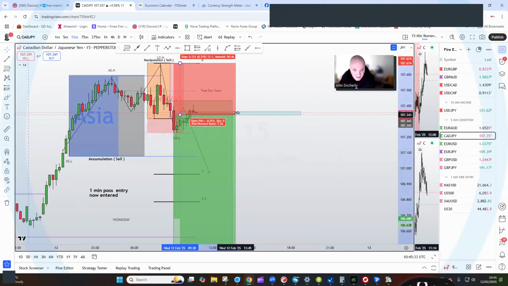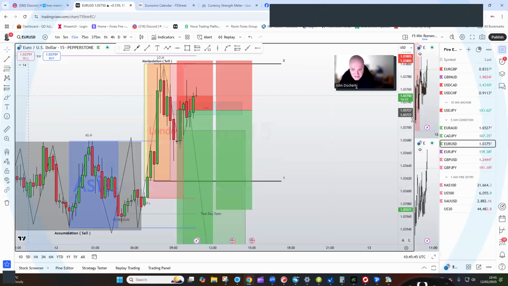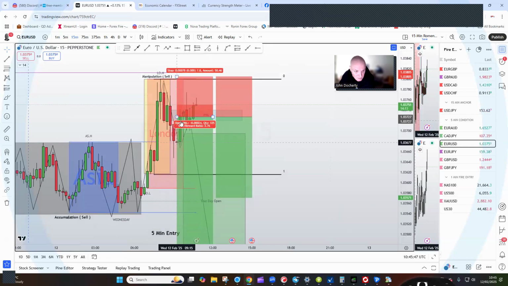The trade that is the KJPY, the 1 minute entry was a possible entry. It now entered. We know that because it has officially gone under a little bit of drawdown as well. The Euro USD, okay, we came in and tapped. We are in a little bit of heat at the moment.